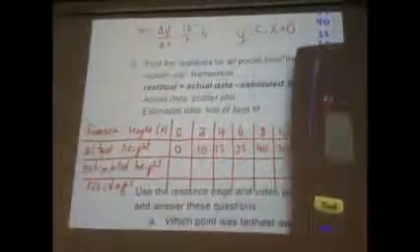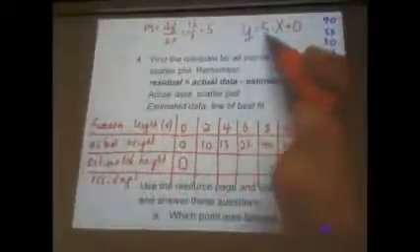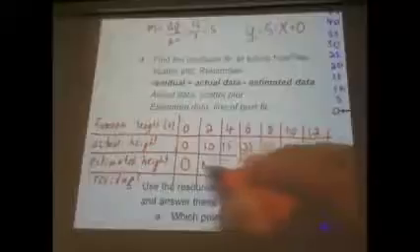The estimated height is the number that we get from our equation right here. So my estimated height for this, I would do 5 times 0, and then plus 0. So I would get 0 here. Then I would do 5 times 2 plus 0, which is 10. And 5 times 4 plus 0, which is 20. So on and so forth.